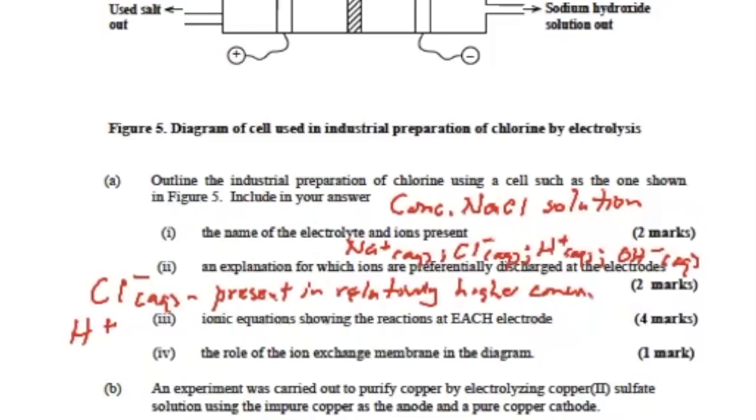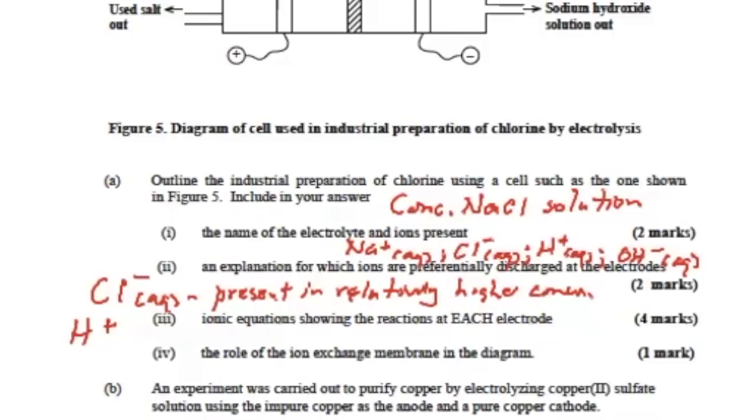And the role of the ion exchange membrane in the diagram is to prevent the products from mixing. So as we see over here, chlorine is liberated over here, hydrogen is liberated over here. So the membrane prevents these two from mixing. We don't want the products to be mixing. All right.